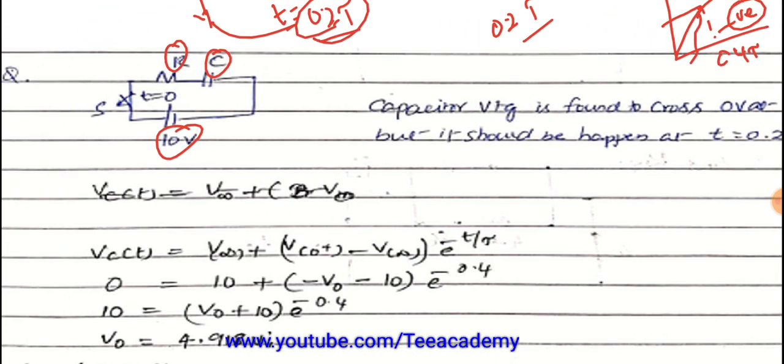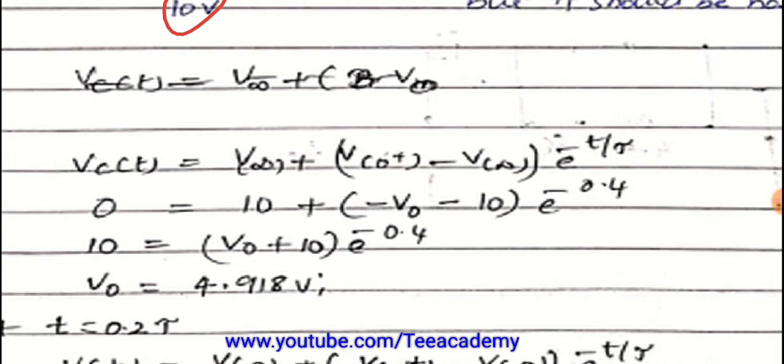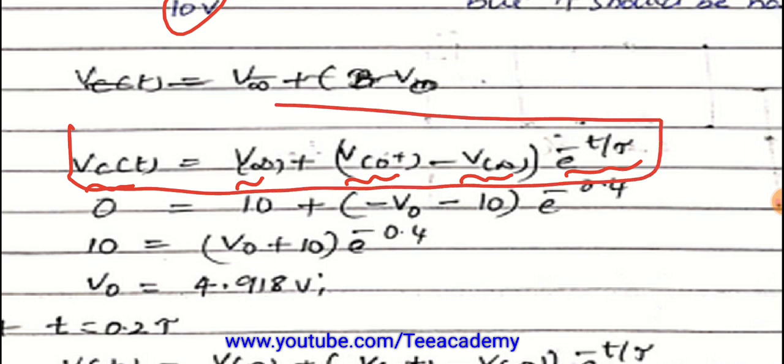Now here we use the standard formula. What is the formula? Vc of t is equal to V of infinity plus, V of 0 plus minus V of infinity, into e power minus t by tau. This is the standard formula you have to remember here. By applying this formula we'll solve the answer.